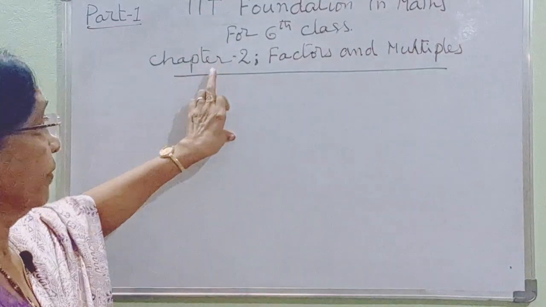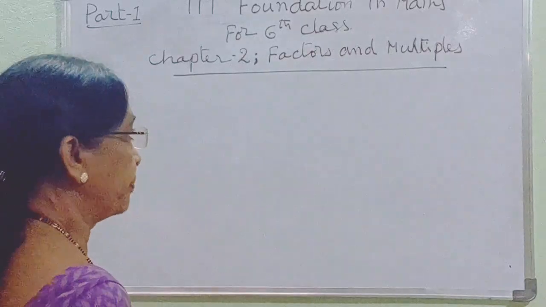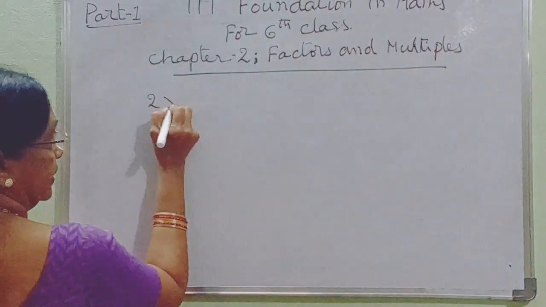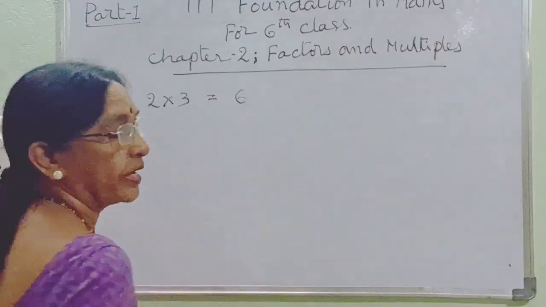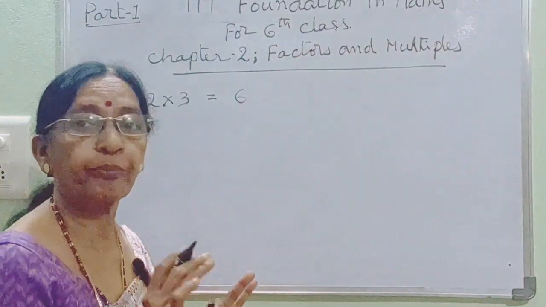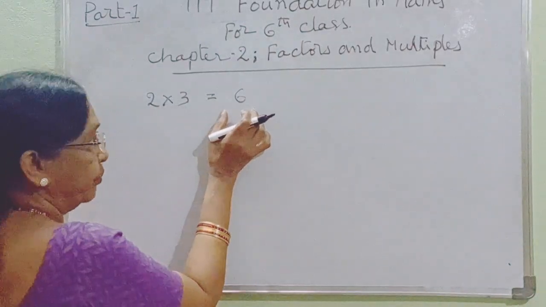So, chapter 2, factors and multiples. Suppose we multiply two numbers, 2 into 3 is equal to 6. 6 is generally called a product. When two numbers are multiplied, the result is called a product.